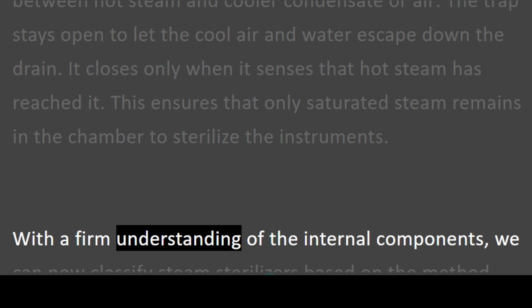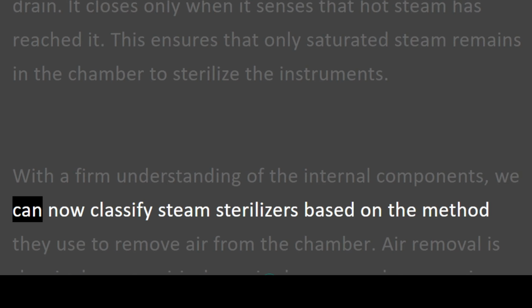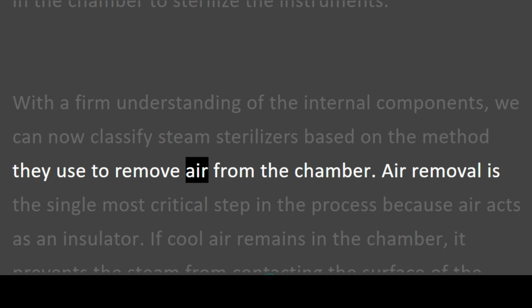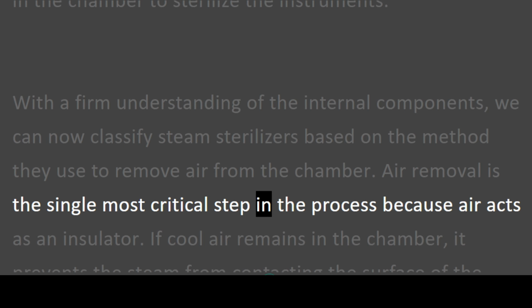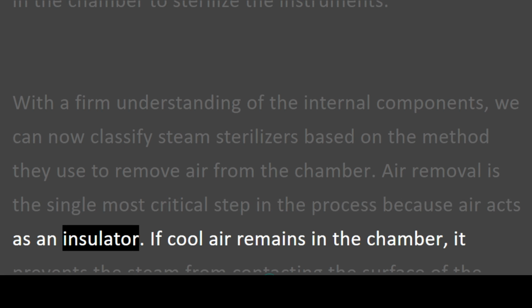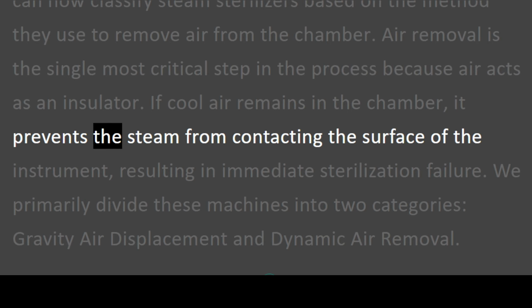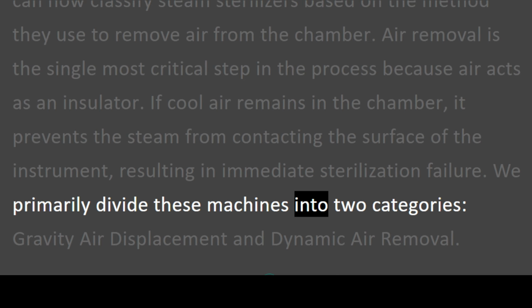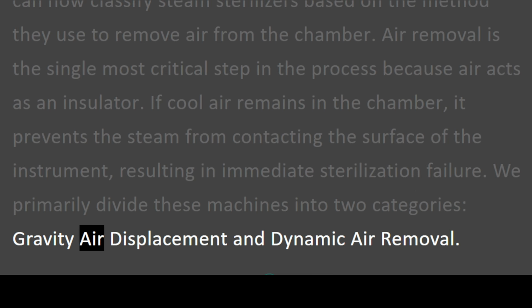With a firm understanding of the internal components, we can now classify steam sterilizers based on the method they use to remove air from the chamber. Air removal is the single most critical step in the process because air acts as an insulator. If cool air remains in the chamber, it prevents the steam from contacting the surface of the instrument, resulting in immediate sterilization failure. We primarily divide these machines into two categories: gravity air displacement and dynamic air removal.